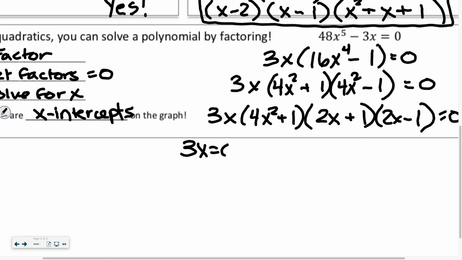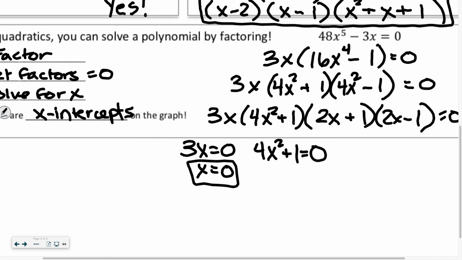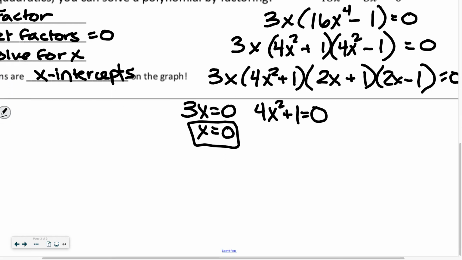3x equals 0. What's x? 0. 4x squared plus 1 equals 0. Now, I'm going to do a couple steps right here in a row, and I'm not going to write them down. If you need to write out individual steps, you can. To solve for x, I'm going to subtract 1, and then I'm going to divide by 4. So that would leave me with x squared equals negative 1 over 4.